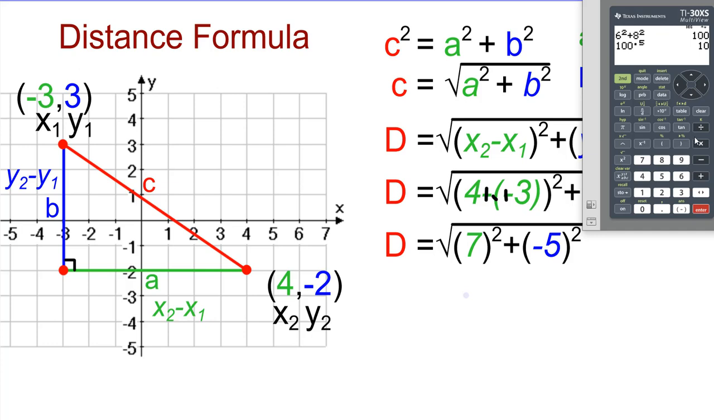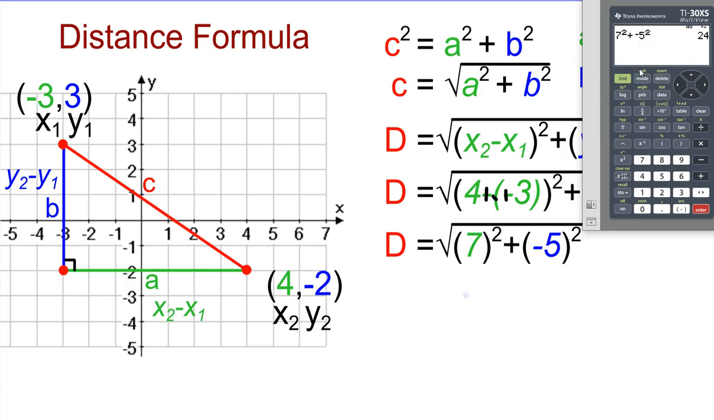So let's put this in the calculator, and I'll show you a word of caution. So this is a common mistake. So 7 squared, see if you can figure out what I'm doing wrong. So 7 squared plus negative 5 squared. Well, that was weird. Let's try that again. So 7 squared plus a negative 5 squared. There we go. And when I do that, I get 24. All right, that's not the answer.